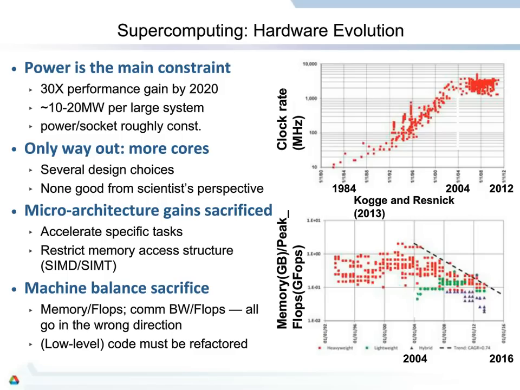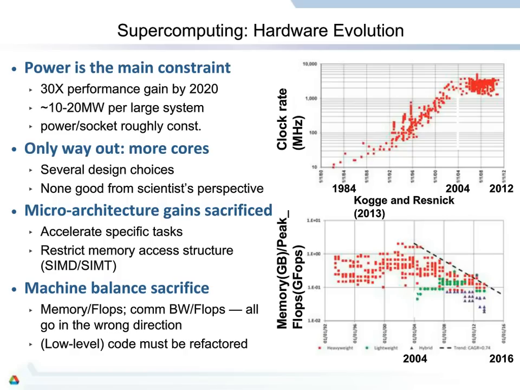The important thing to keep in mind is that power per socket is roughly constant. Now, given these constraints, the only way out to get performance is to increase the number of cores. And increasing the number of cores basically means that now you have a very large level of concurrency to deal with, and this is what is frightening programmers. None of the choices that are being presented to a scientist or a programmer are particularly nice. I mean, we would much prefer to have more powerful cores, and fewer of them. But that's what it is.